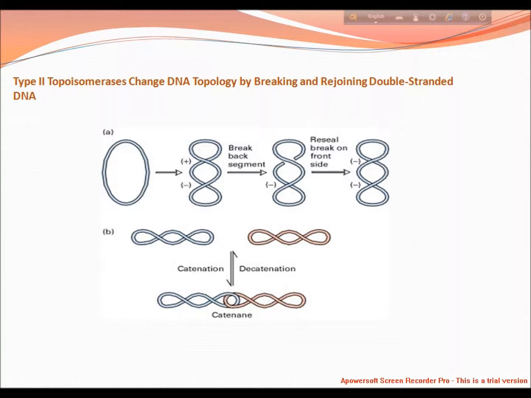Now I come to the type 2 topoisomerase, which changes DNA topology by breaking and rejoining double-stranded DNA. The first type 2 topoisomerase, Topo 2, to be described was isolated from E. coli and named DNA gyrase. Topo 2 enzymes have the ability to cut both strands of a double-stranded DNA molecule, pass another portion of the duplex through the cut, and reseal the cut in a process that utilizes ATP.